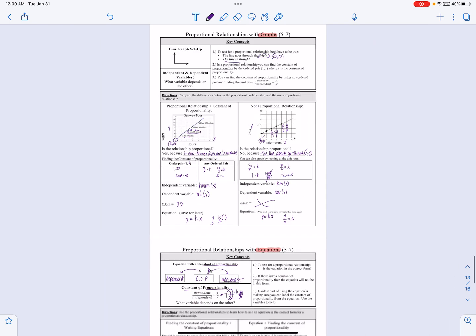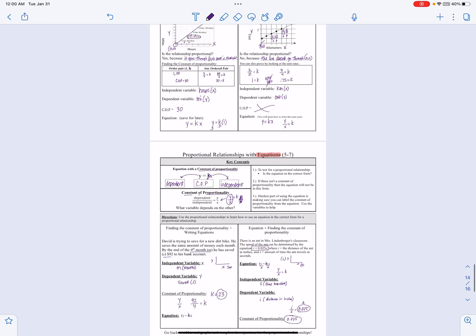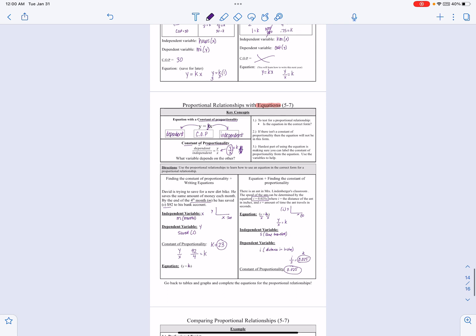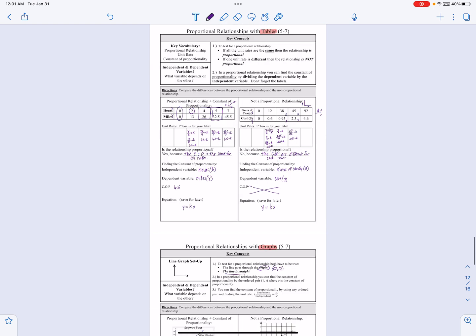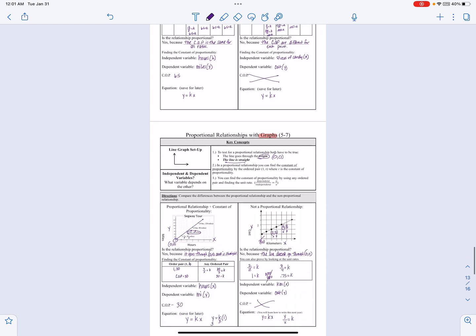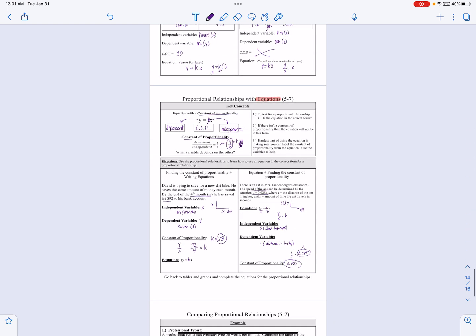Okay, so that is the basics of how you use the understanding of that equation to find constants of proportionality in tables, graphs, and within equations.